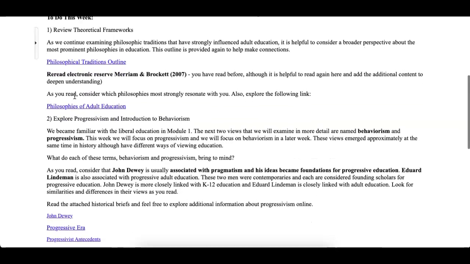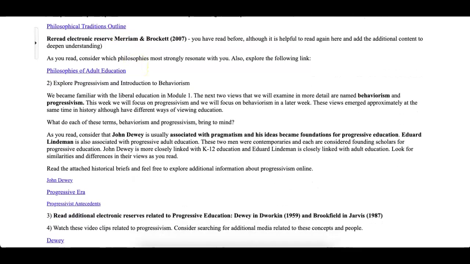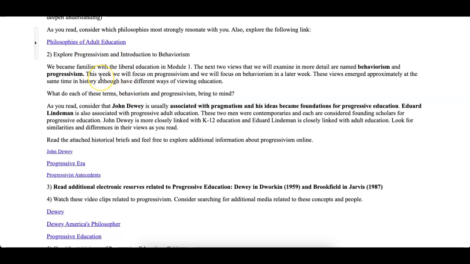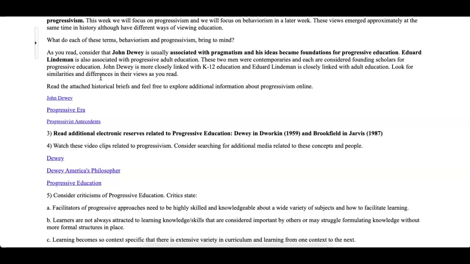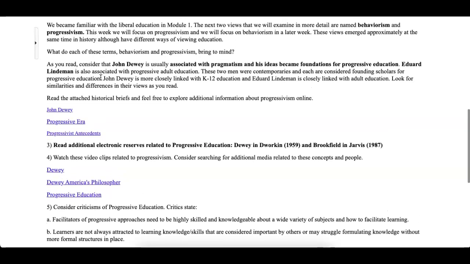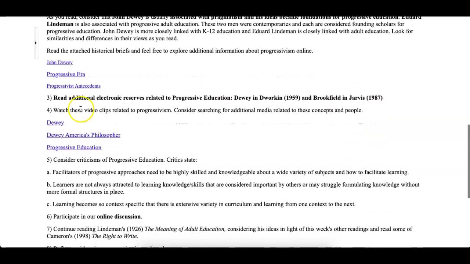So, number 1, review the theoretical frameworks. As you can see, the philosophical traditions in adult education. Explore these two different philosophies. A couple of people that immediately come to mind, specifically with progressivism, is John Dewey. John Dewey is one of the greatest educators that we've had in the country. So that's one of the names that keeps on popping out.